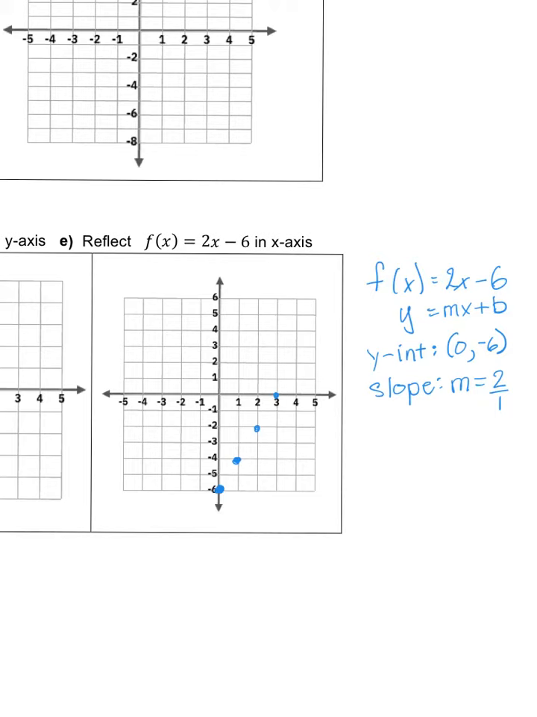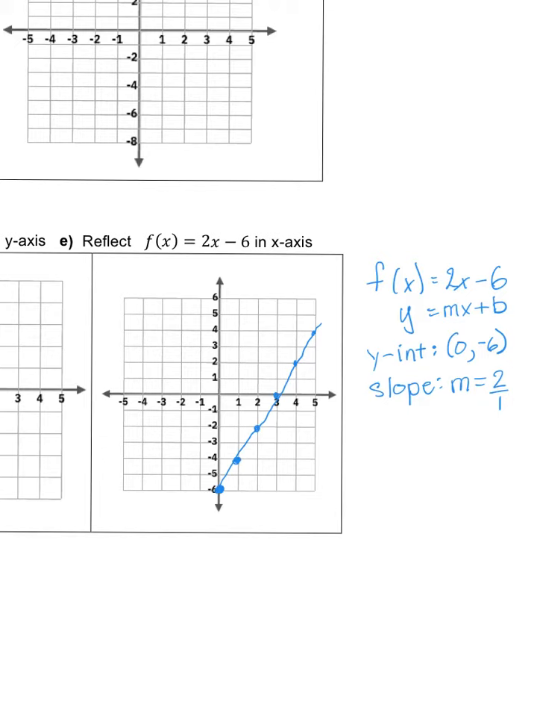We could even go a little farther if we wanted. Run 1, go up 2, run 1, go up 2. And this is the line that we're going to reflect across the x-axis. So we'll do the reflection in red.